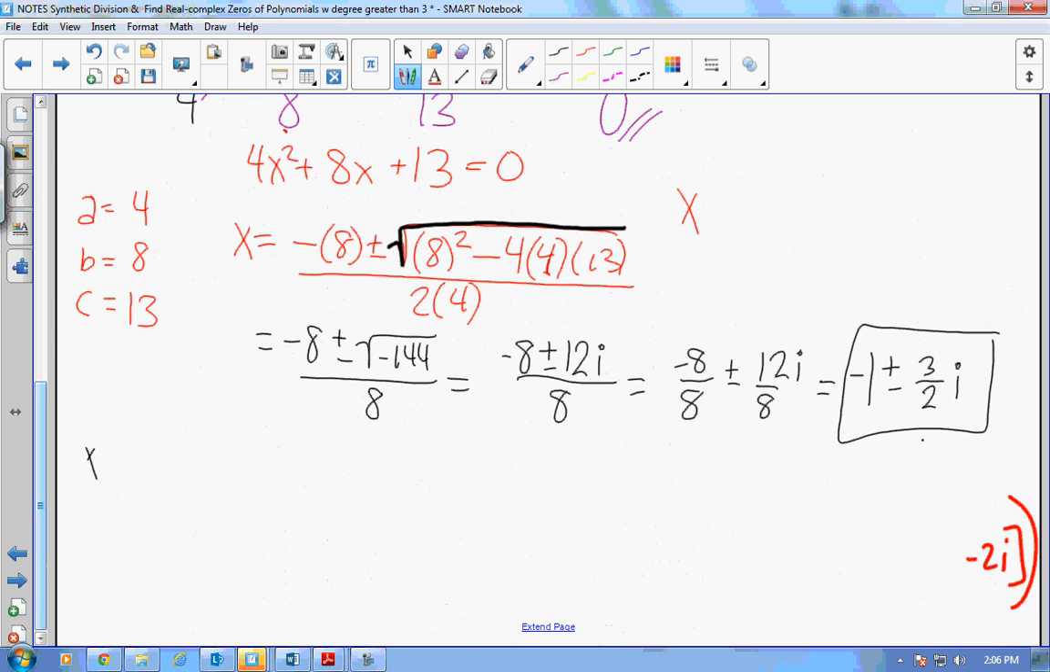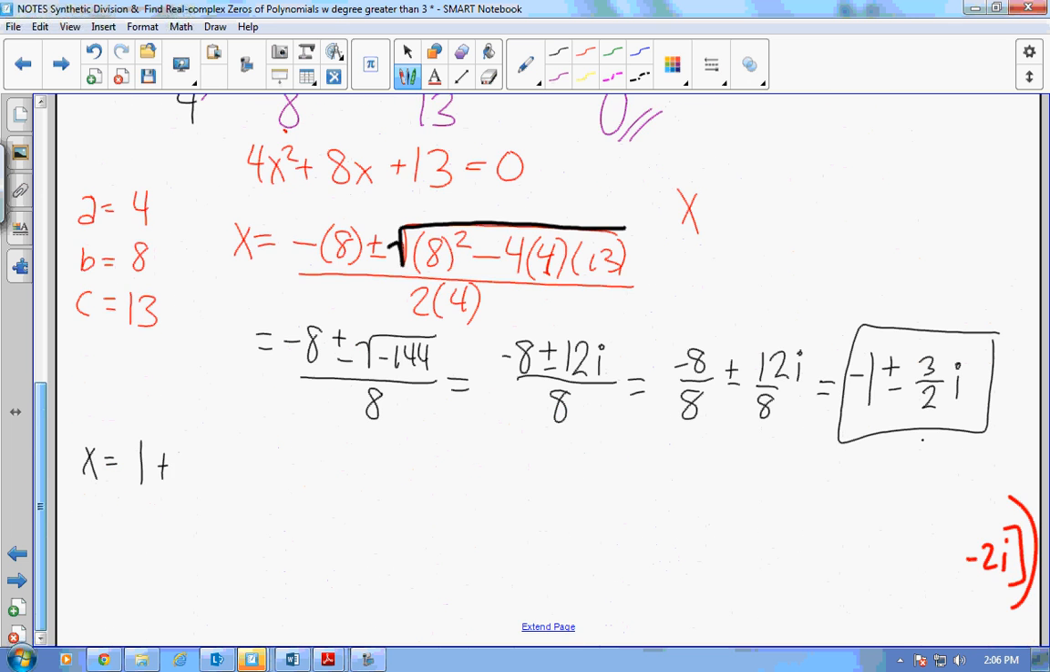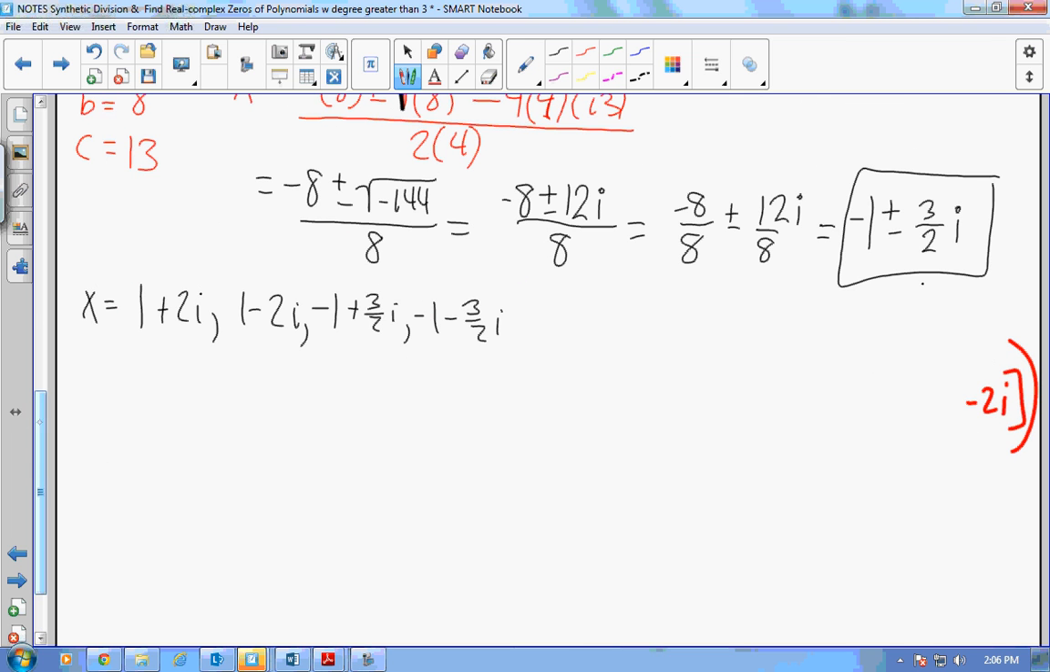Our x's that we found were 1 plus 2i, 1 minus 2i, negative 1 plus 3/2 i, and negative 1 minus 3/2 i. In this case, they're all imaginaries, which means it never actually crosses the x-axis. Because anything to the even power is shaped kind of like a parabola, and so it's either all above or all below the x-axis. So let's write the linear factorization.